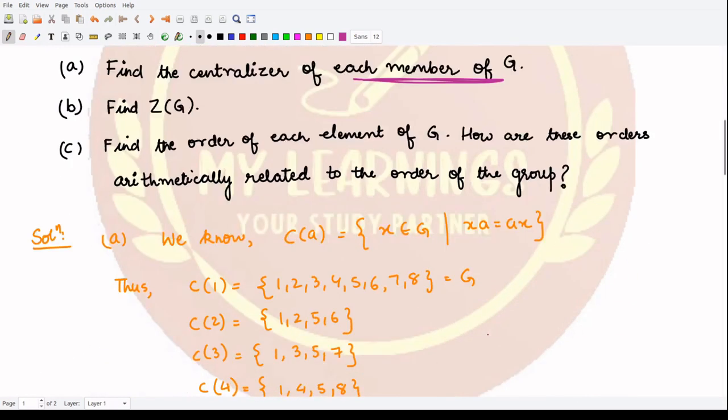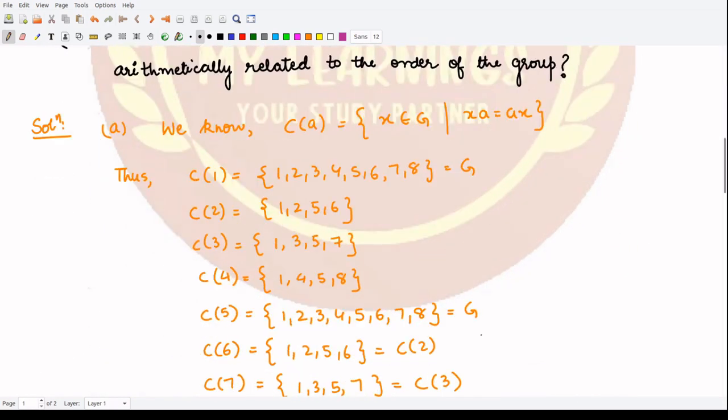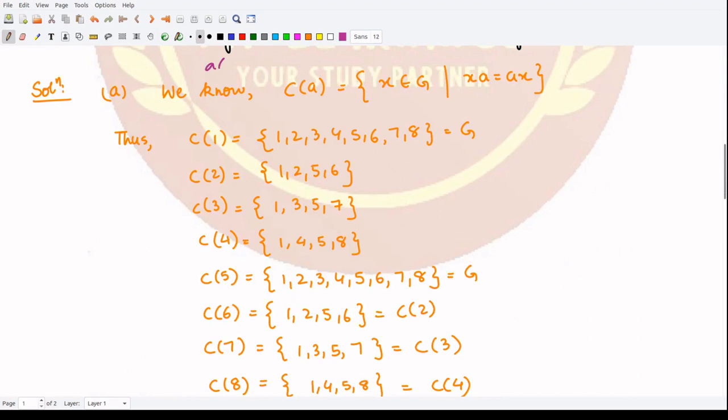If you remember the definition of a centralizer of some element A within G, where A is some element of G, if you want to calculate its centralizer, then it contains all those elements X of the group G such that X commutes with A, that is, XA would be equal to AX.